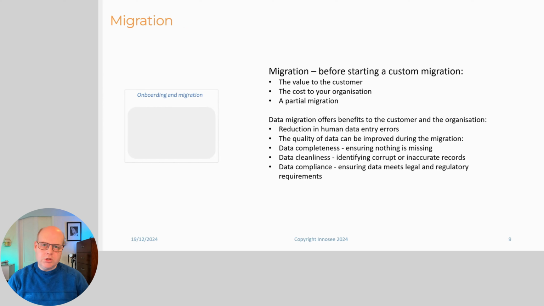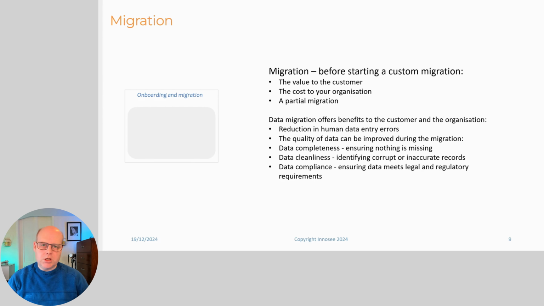And a partial migration is an option here. For example, maybe they can keep their old system running and you can transfer just 6 months worth of data and keep them going for a while. Data migration offers benefits to a customer and the organization. This is automated data migration rather than manual.